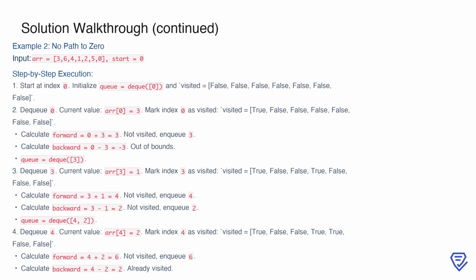Dequeuing index 4, the value is 2. Marking it as visited, we calculate forward to index 6, which is unvisited, and enqueue it. Backward to index 2 is already visited, so the queue updates to 2, 6.